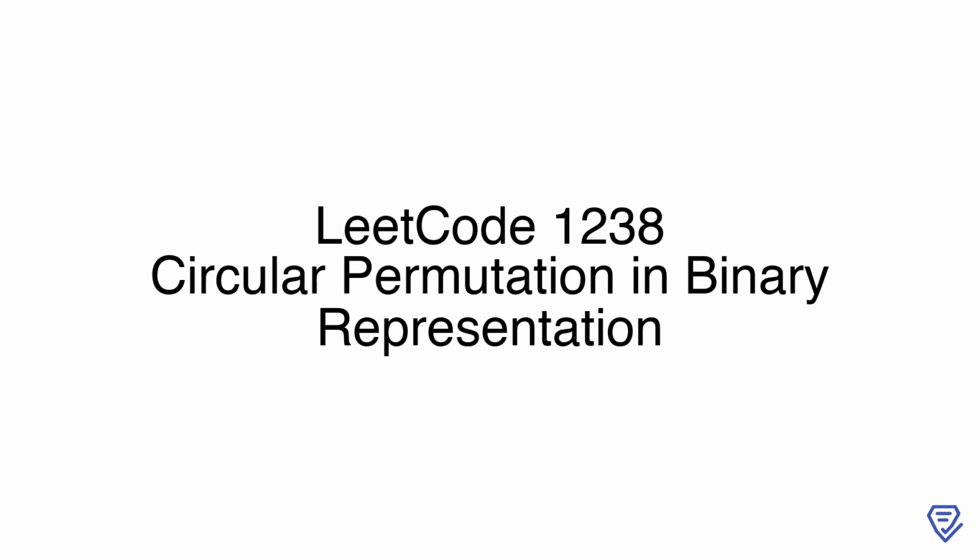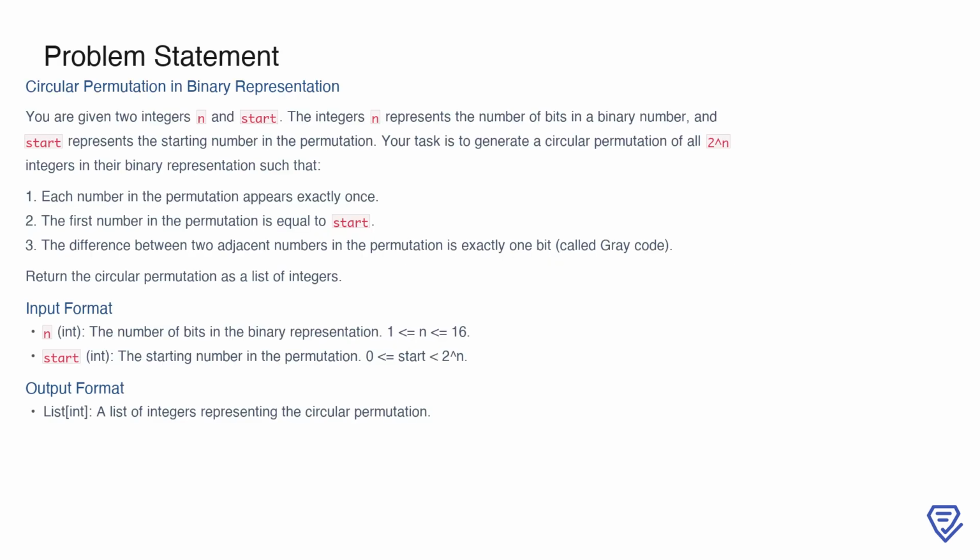Let's dive in. In this problem, we are tasked with generating a circular permutation in binary representation based on two inputs, n and start. The integer n determines how many bits we are working with, and start specifies the number where the sequence should begin.